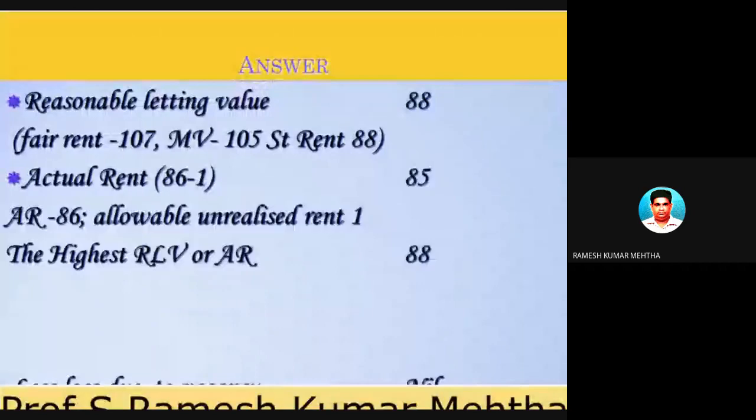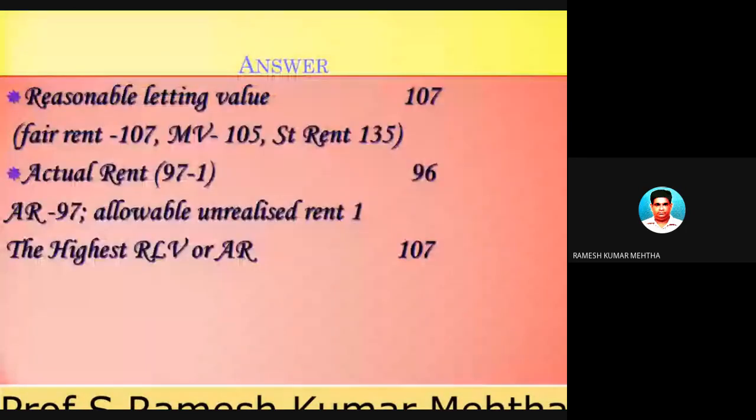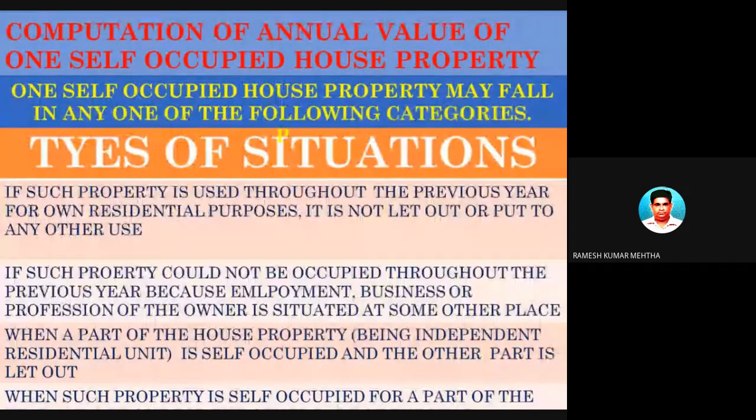Okay, let's take up the next part of our discussion. The next part of our discussion is now. This is the most important part of our discussion as far as income from house property is concerned. Computation of annual value of one self-occupied house property. One self-occupied house property may fall in any one of the following categories. Let's see what are the different types of situations.